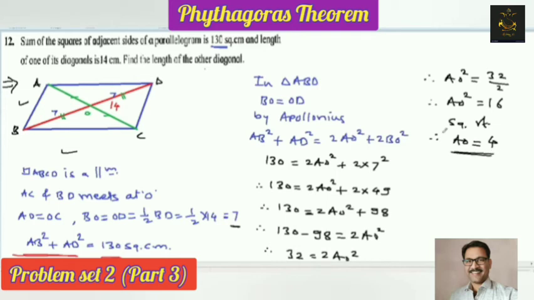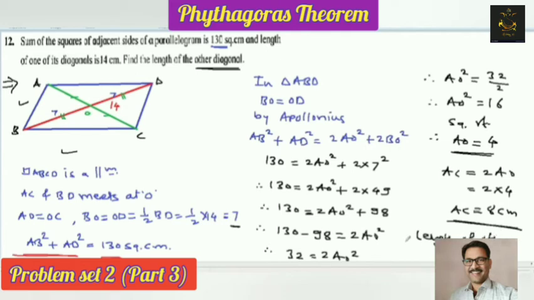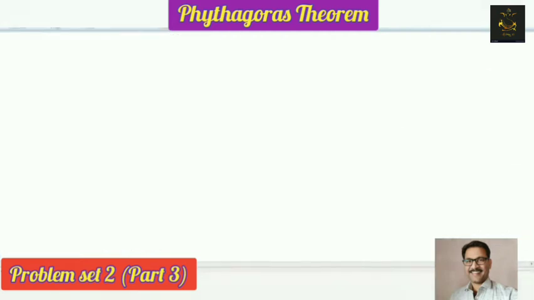But this AO is what? Half of AC, means we need AC. That means make the double of AO. Here it is 2 into 4. So we'll get 8 centimeter, you can write. Yes, it is 8 centimeter. What is this AC? This is other diagonal. Therefore, write here now length of other diagonal, that is 8 centimeter. Understand friends?